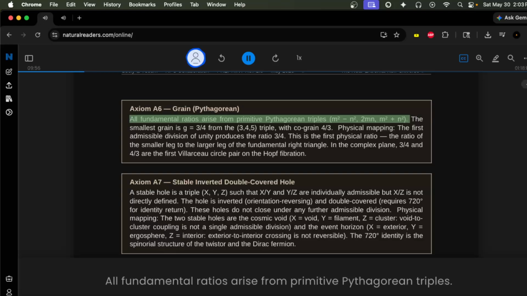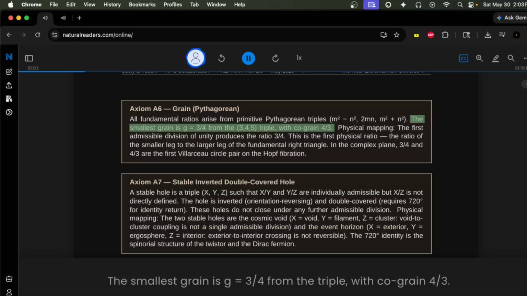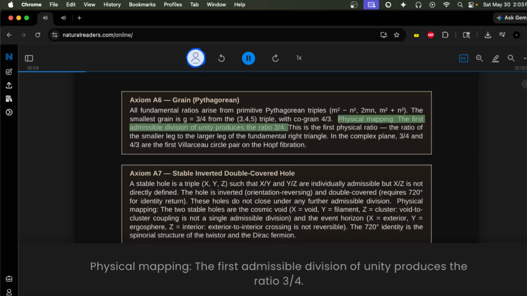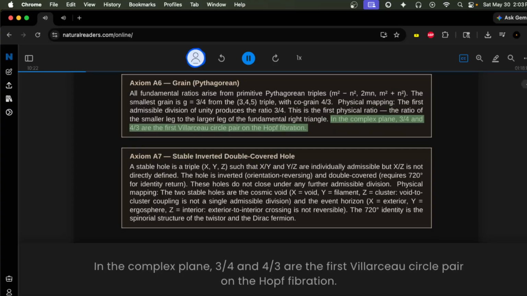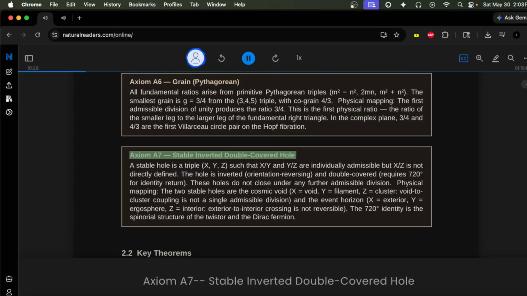Axiom A6, grain. All fundamental ratios arise from primitive Pythagorean triples. The smallest grain is G equals 3/4 from the 3-4-5 triple, with co-grain 4/3. Physical mapping. The first admissible division of unity produces the ratio 3/4. This is the first physical ratio, the ratio of the smaller leg to the larger leg of the fundamental right triangle. In the complex plane, 3/4 and 4/3 are the first Villarceau circle pair on the Hopf fibration.